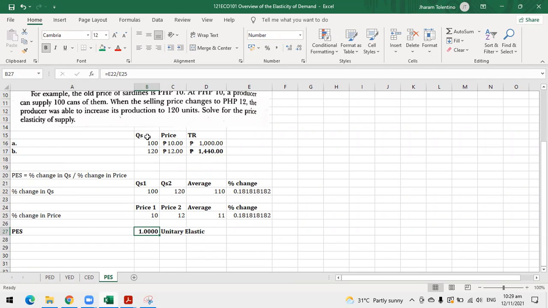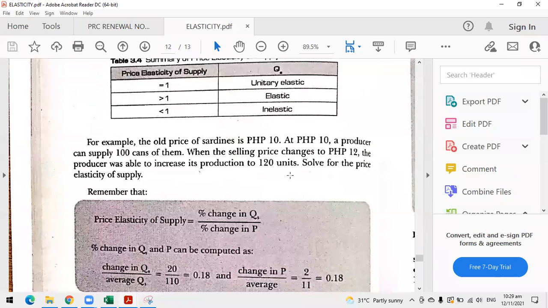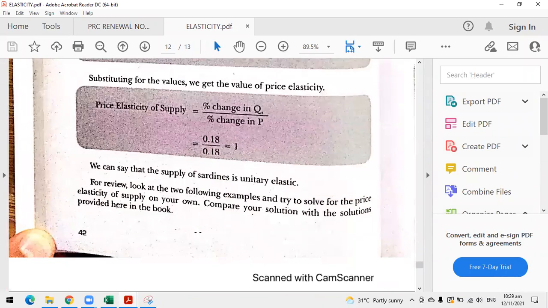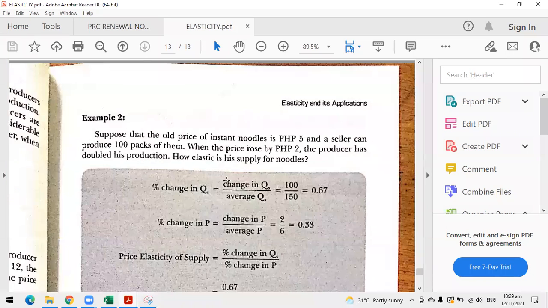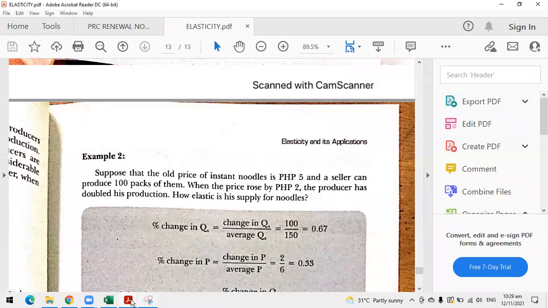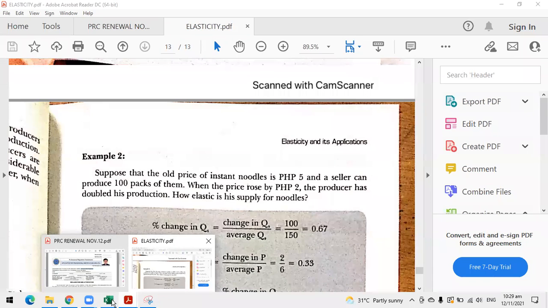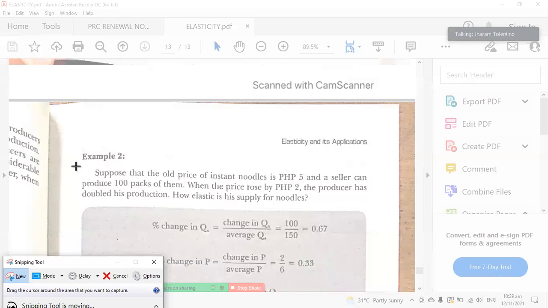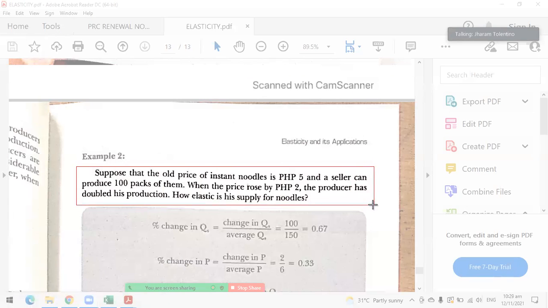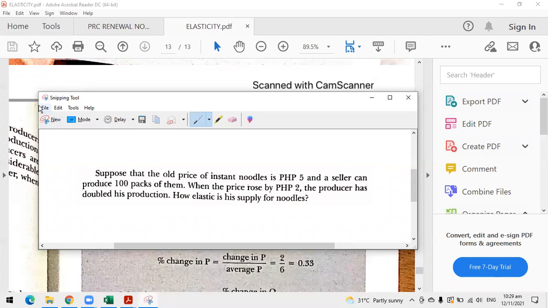Ibig sabihin kapag 15 pesos, then we expect na meron tayong quantity supplied na 150. So that's how things work with this one, in case there is adjustment. Okay? So, yun yung unitary elastic. Yun yung maganda. Okay, next. How about this one? Ang hinahabol natin pagdating sa supplies actually, as much as possible, maging elastic siya. Para mauto talaga yung mga suppliers natin na mag-produce ng madami.